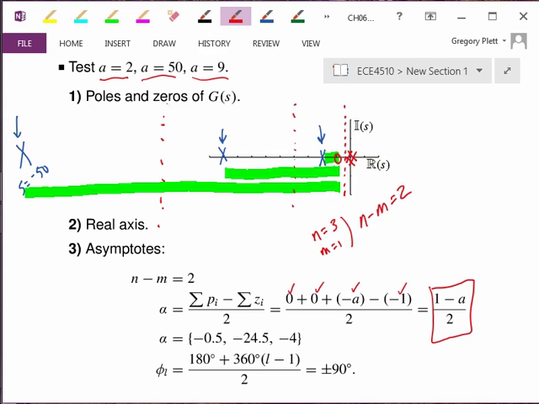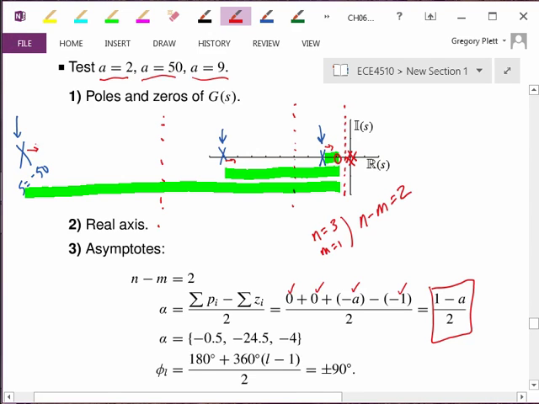Okay, what about departure angles? We know that this pole is going to depart and go that way, and this pole is going to depart and go that way, and that pole is going to depart and go that way, just simply from the real axis rule. So the departure angles from those poles are going to be 0 degrees.